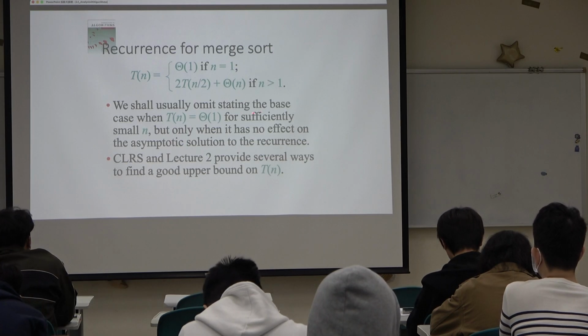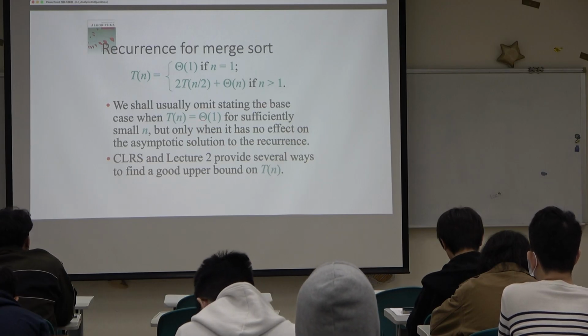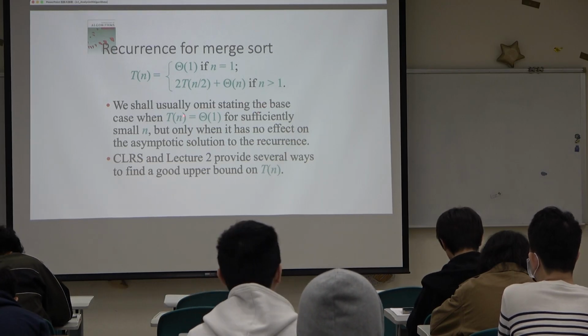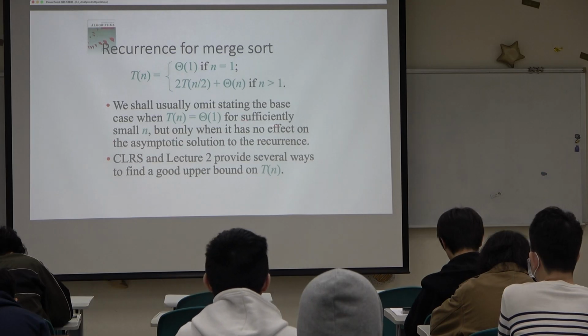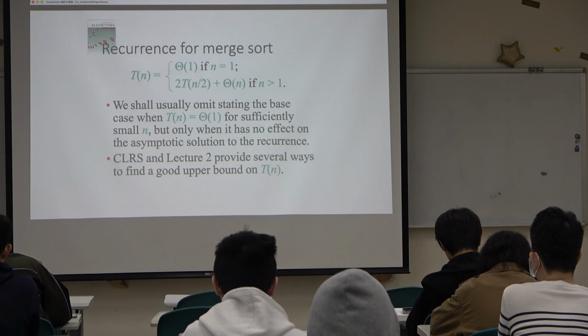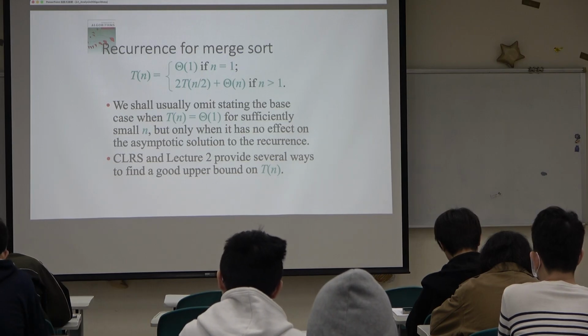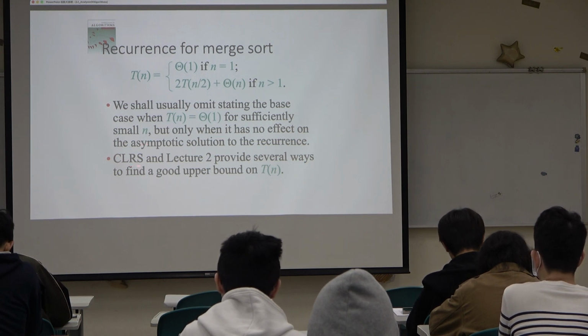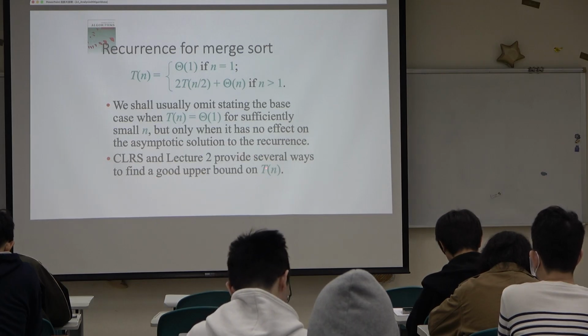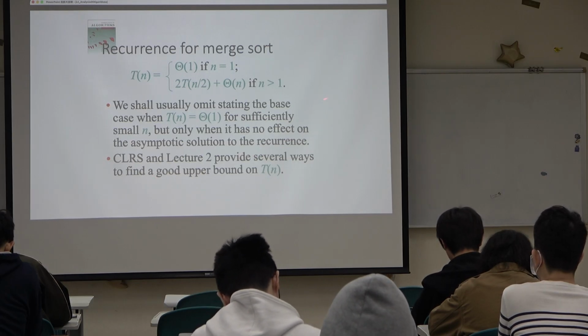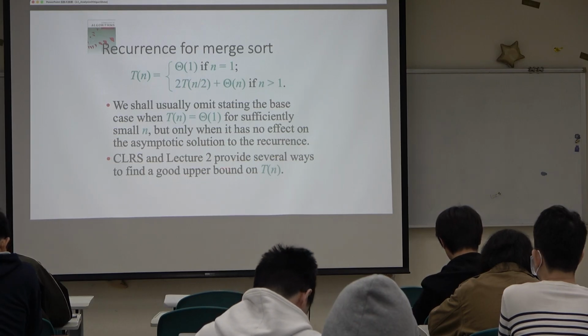So the base case, when T(n) is equal to theta 1, is when n is sufficiently small, and it should not affect the asymptotic analysis. CLRS's chapter 2 provides several ways to find a good upper bound of T(n). We will talk about how you can solve this in this lecture.